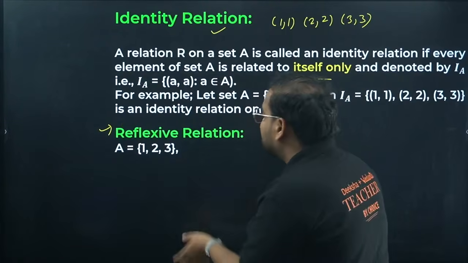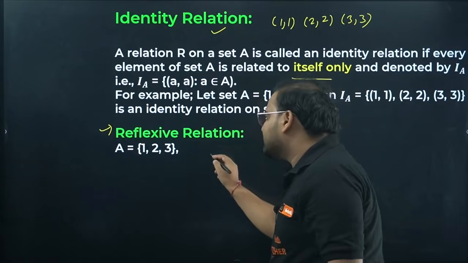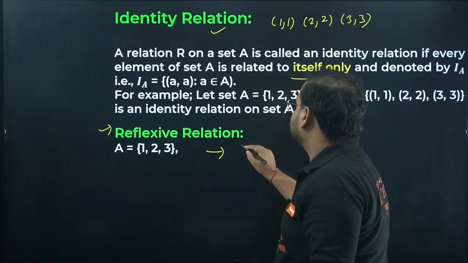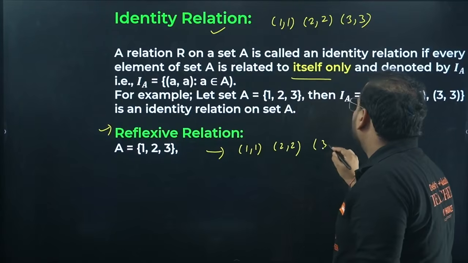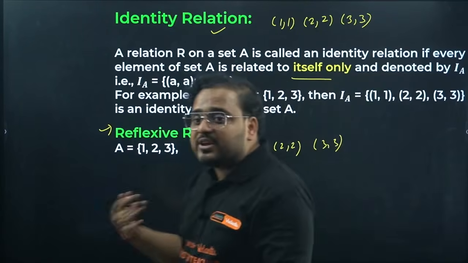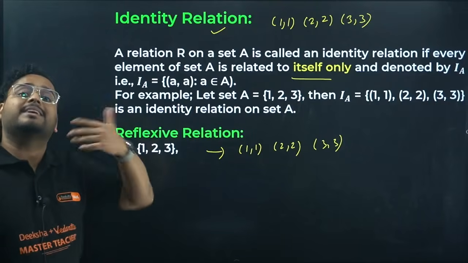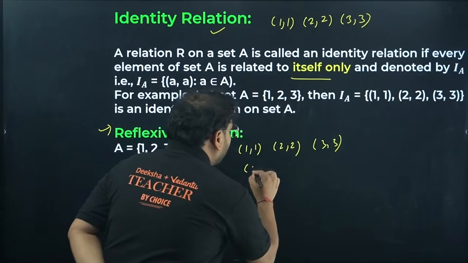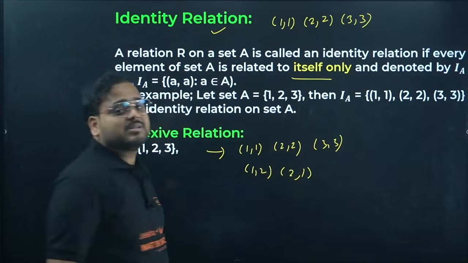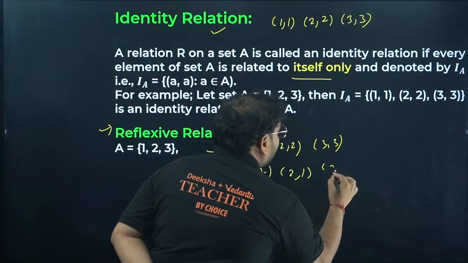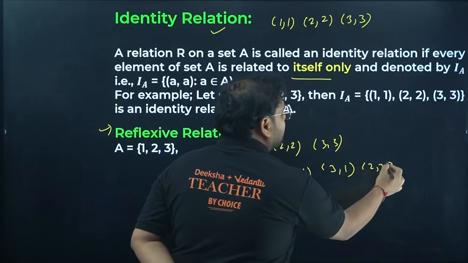But in the case of reflexive relation, there's a difference. Of course this will require 1 comma 1, 2 comma 2 and 3 comma 3. These three ordered pairs have to be there. Apart from that, you can have something else, for example 1, 2 or 2, 1, or 3, 1 or 2, 3. All this can come, okay?